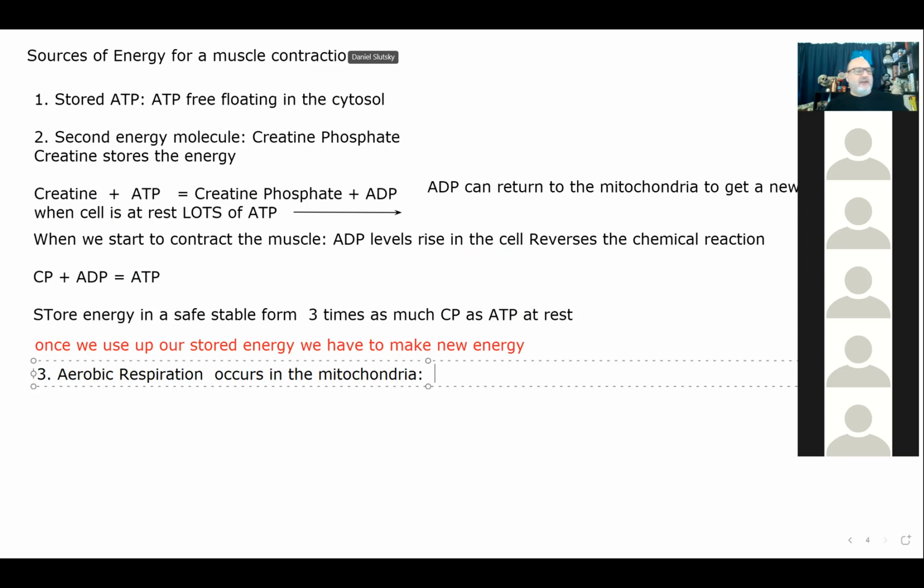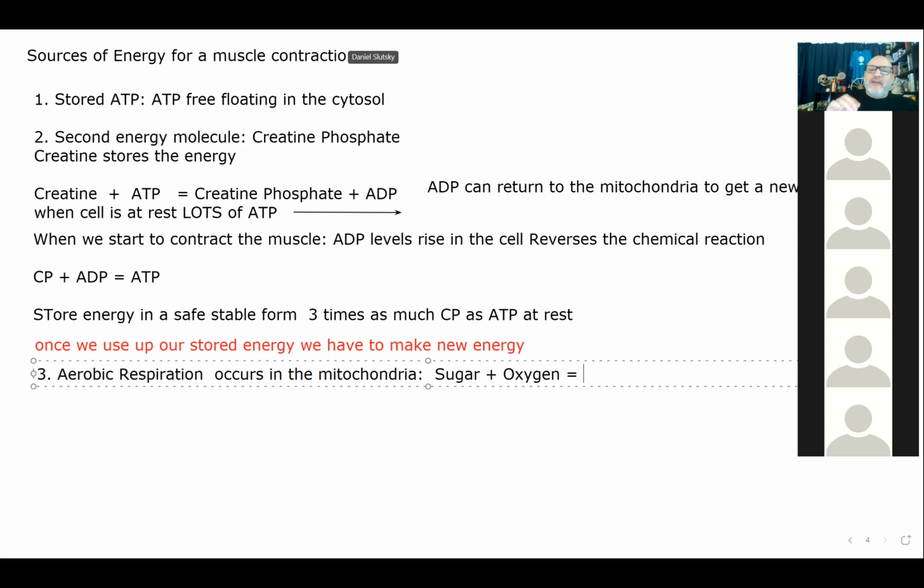What's happening in the mitochondria? What is the mitochondria doing to make us new energy? It breaks down glucose. Excellent. So we have a sugar like glucose, and we are breaking it down. However, in the mitochondria, to break that sugar down completely, what do we need? Oxygen.